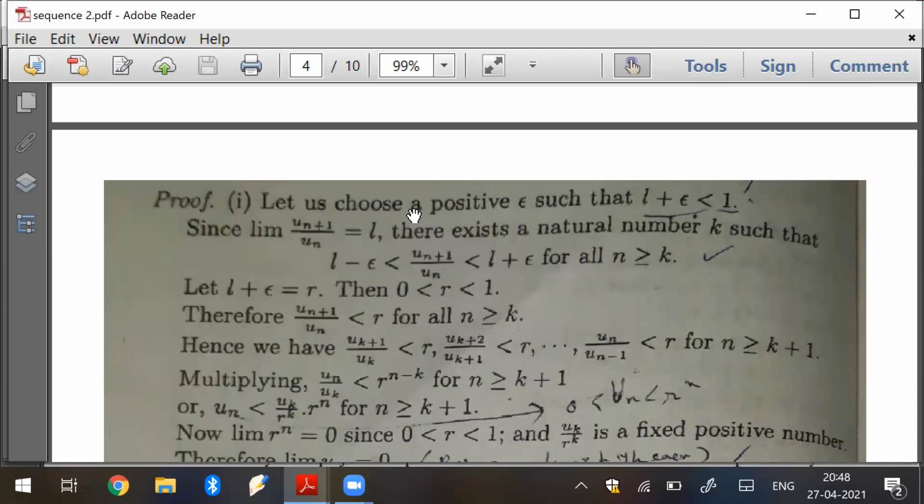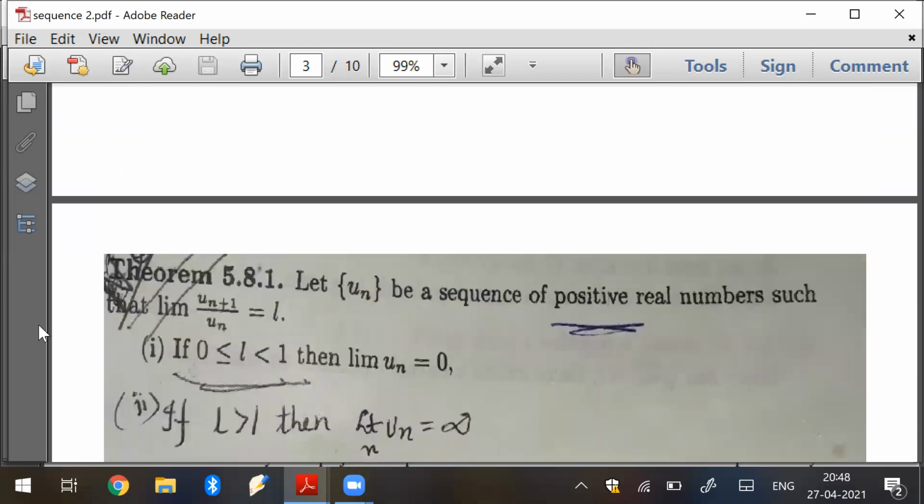So as usual, we choose any positive epsilon. Here, other than the usual approach, we take care of another thing. What is that? L is given to be, we are doing the first case, lying between 0 and 1. So now I choose epsilon in such a way that even if I add epsilon to this L, giving a new number I name L dash, L dash is still less than 1.